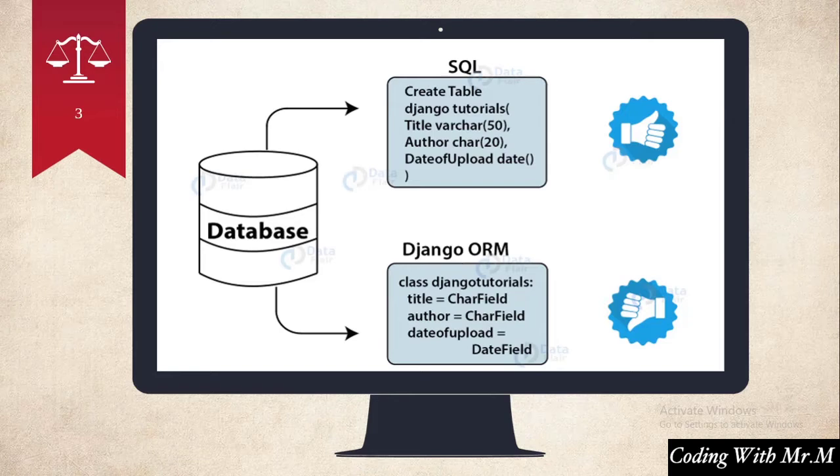You can just write title, and then you can just write CharField, and you can write author equal to CharField, date of upload equal to DateField, and things like that. Now, in the past, web developers needed to have knowledge of databases. A database has been an important component from the very start.